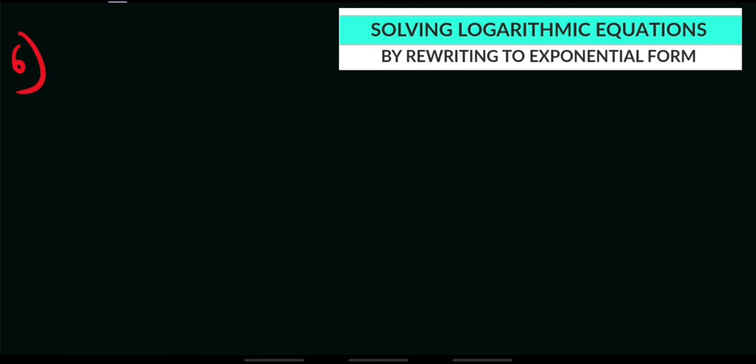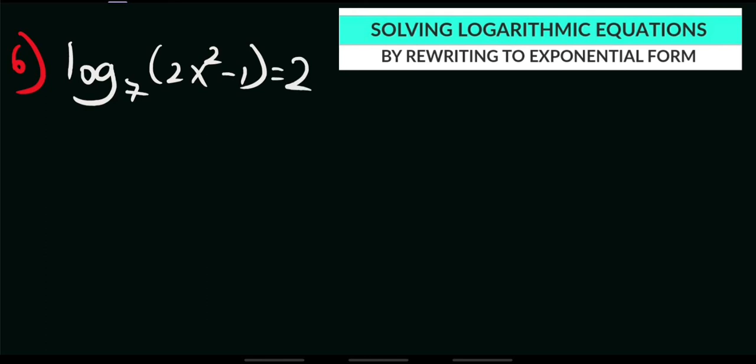For question number 6, say we have this problem. Let's say we have log of 2x squared minus 1 with the base of 7, and that is equal to 2. So let's try to solve this problem. Again, we have the logarithm of the quantity 2x squared minus 1 with the base of 7, and that is equal to 2.